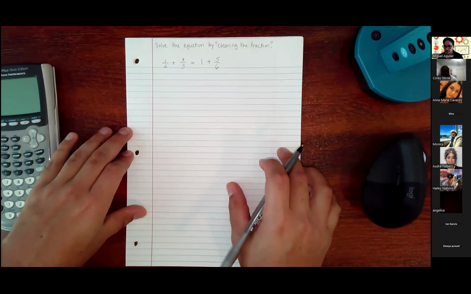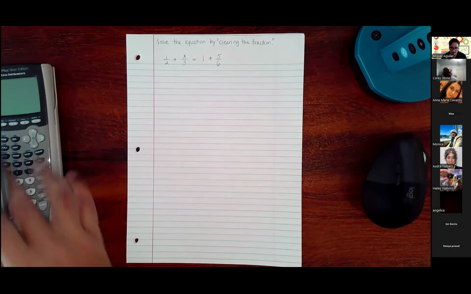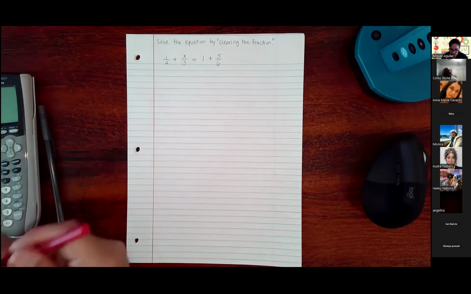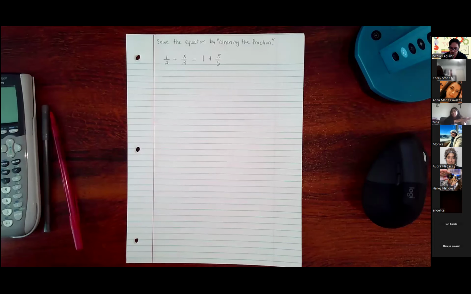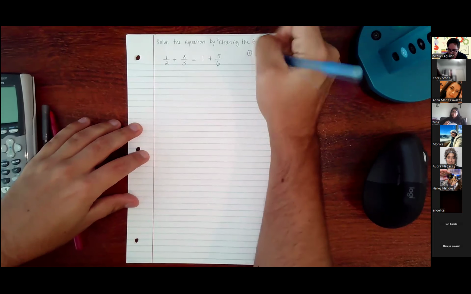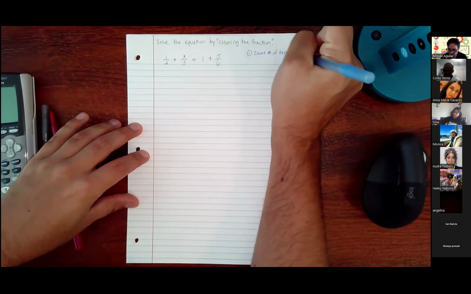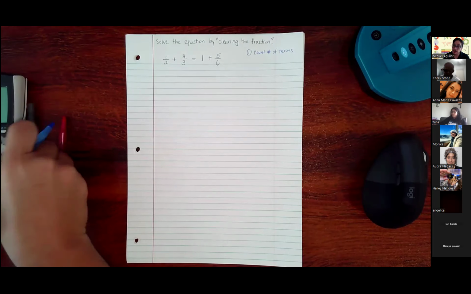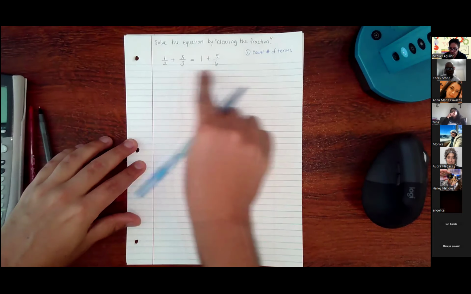Can you guys see this all right? Yes. Awesome. I think that the first thing that you should be able to do here is count the number of terms. Because if you can't differentiate the different terms in an equation, then everything turns to mush when you're looking at it, right? So can anybody tell me how many terms do you think are in this equation?